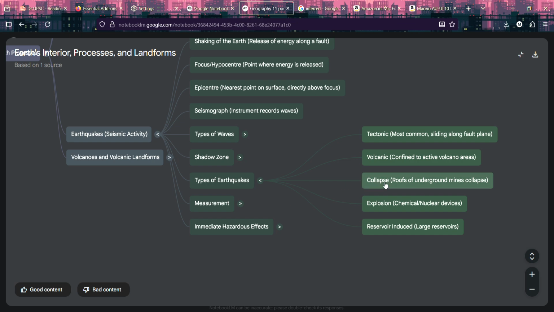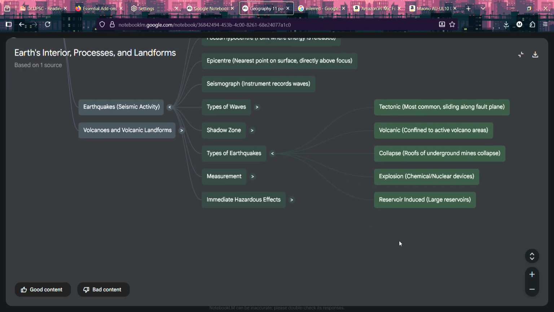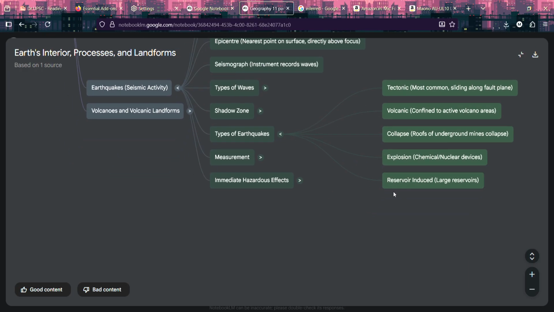The third type is collapse. The roof of underground mines collapses, due to explosion and so on. When the explosion happens, it collapses and an earthquake happens. The fourth one is explosion, due to nuclear and chemical devices. The last one is reservoir induced.